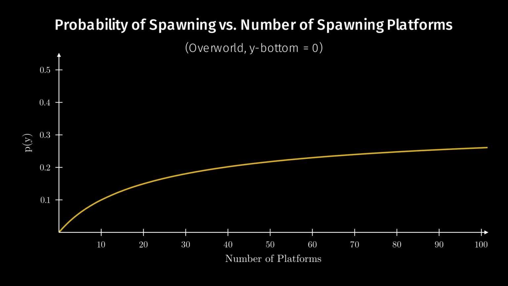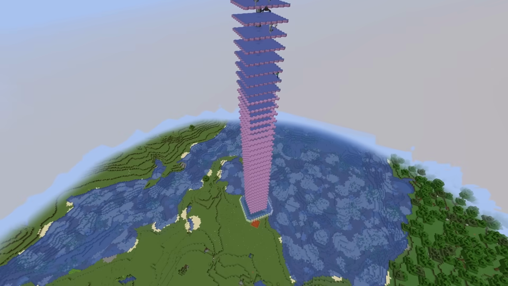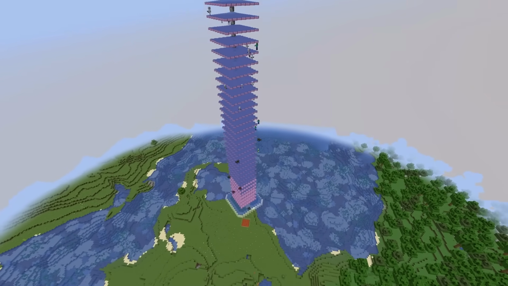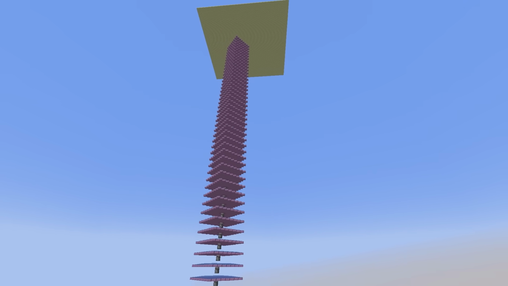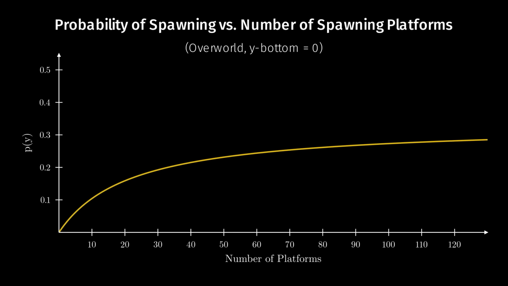If we extend the equation out forever, it will approach 1/3, since we are essentially trying to fill 1/3 of the height map with spawning spaces. But of course, we will never quite reach 1/3. And in the actual game, there is a height limit, and building very tall farms for little gain isn't usually worth it. So to get a good cost-benefit ratio, maybe up to 10 spawning platforms is reasonable.